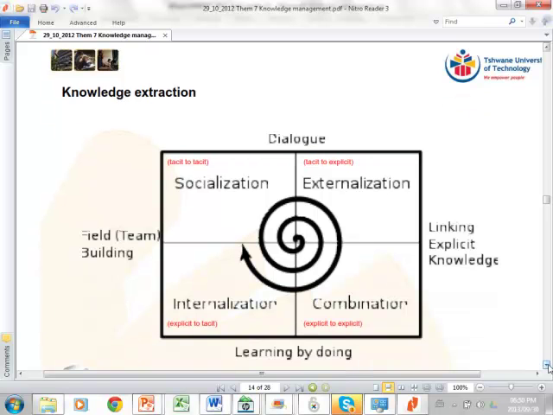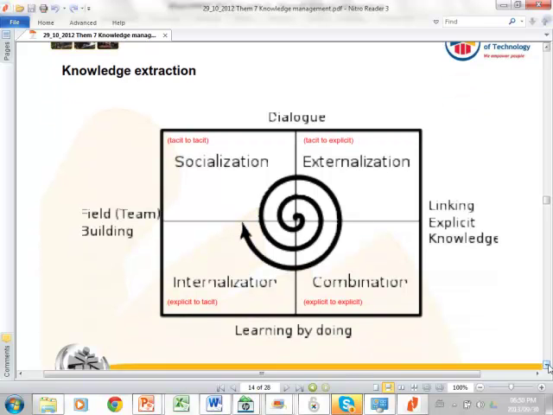Okay, so this is basically how knowledge extraction works. Let's start over here, and let's say that we have tacit to tacit knowledge transfer. So this is socialization. I was watching a fascinating experiment that they did. I don't know where. It was one of these sociological experiments that they did.